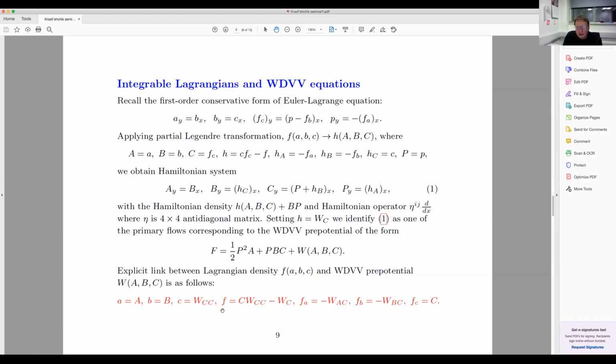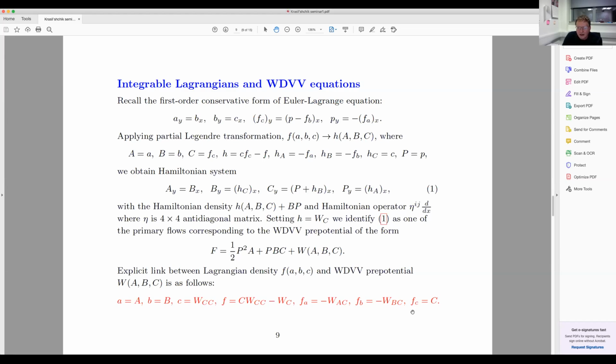All these relations are consistent, and so why is it useful? Because from some Lagrangian densities that we found, we can construct in principle potentially new WDVV prepotentials. And the other way around, there are many explicitly known WDVV prepotentials. Lots of them are known explicitly: polynomial expressions, expressions in rational functions, expressions in theta functions. So you can take any of them and you can reconstruct using these formulas the Lagrangian density, an integrable Lagrangian density.